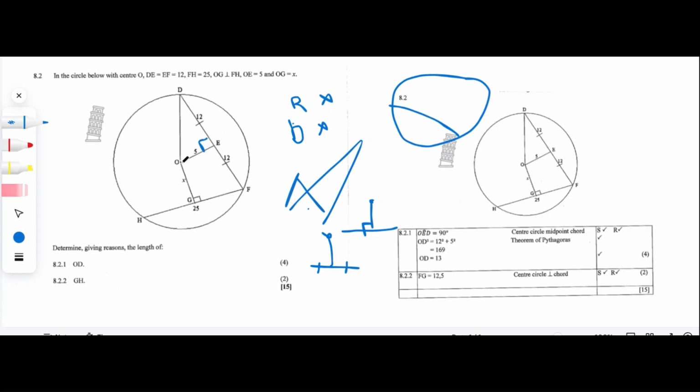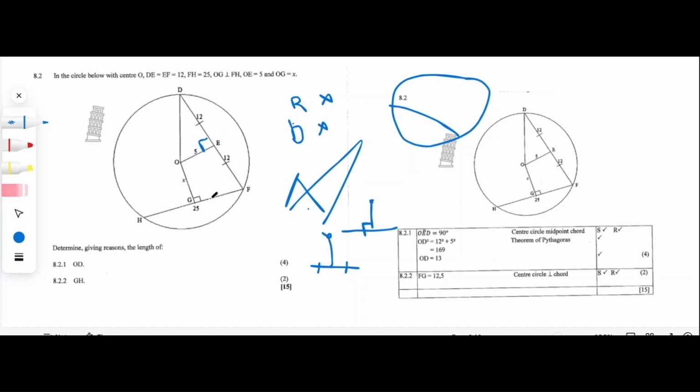Now let's look at OG. OG is a line that stems from the center and touches the chord. This chord is not split into two equal parts, but there is a 90-degree angle between the OG line and the chord, meaning the OG line is perpendicular to the chord, which further validates the fact that we can validate our answer using the midpoint theorem.